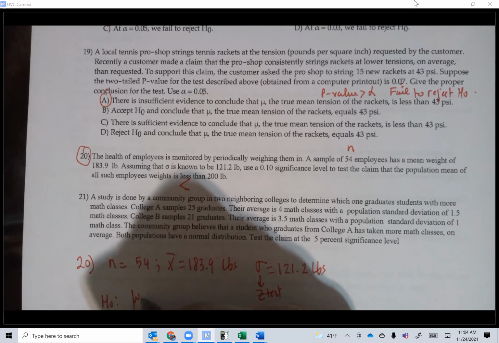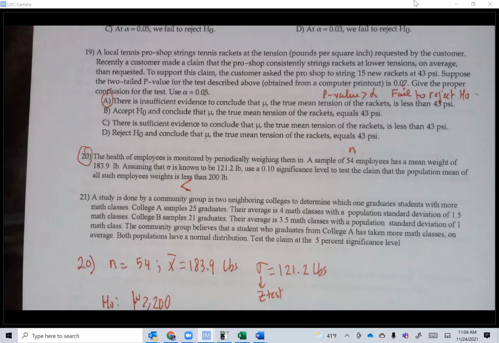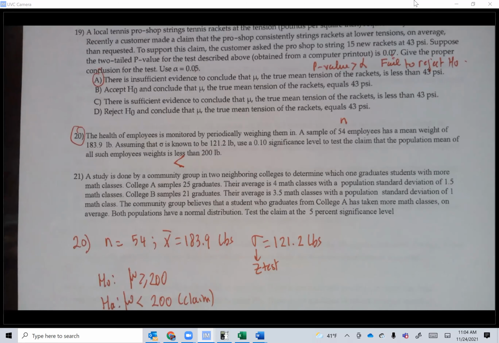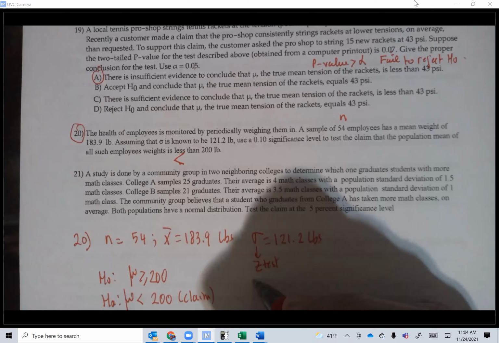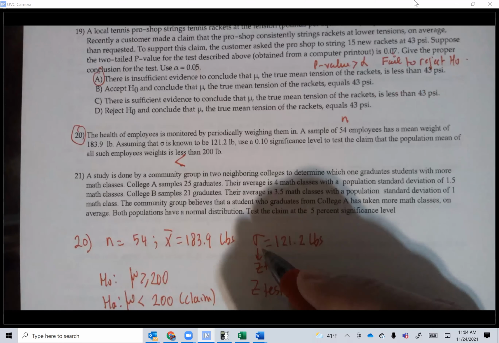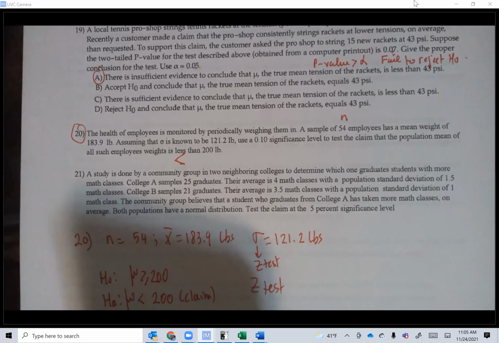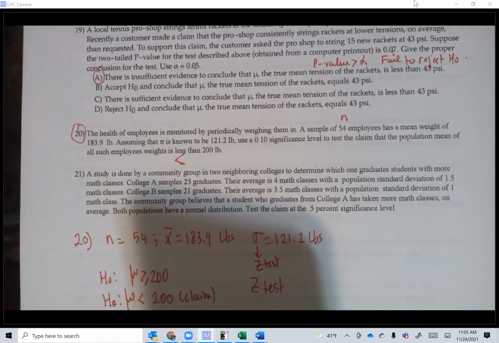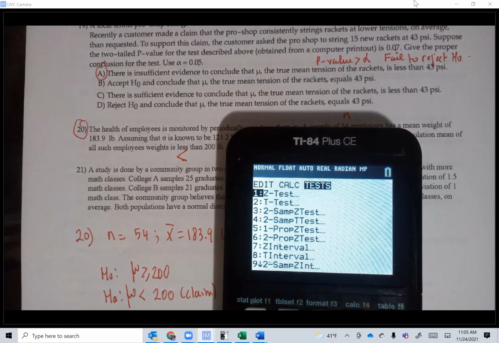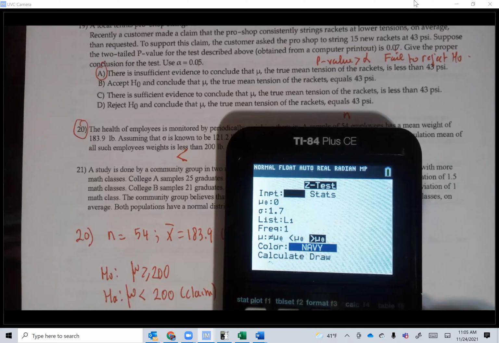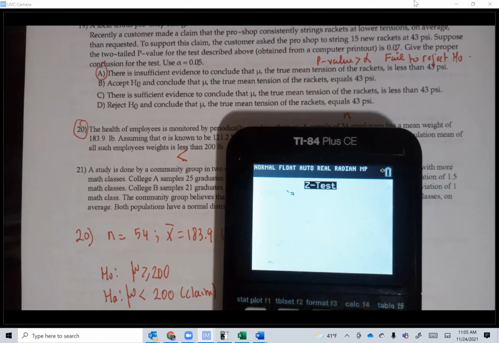And the null will be this. All right, and that's a z-test, guys. We know why, because he gives us sigma. And let's do this. Stat, Tests. It's the first test on your calculator, guys. Z-test. Not data, I have a summary.